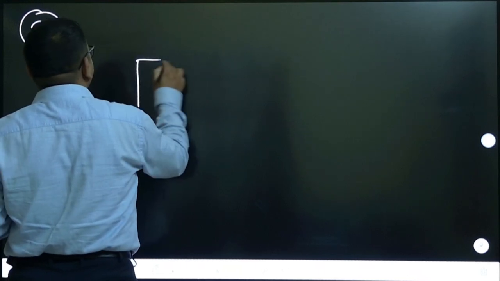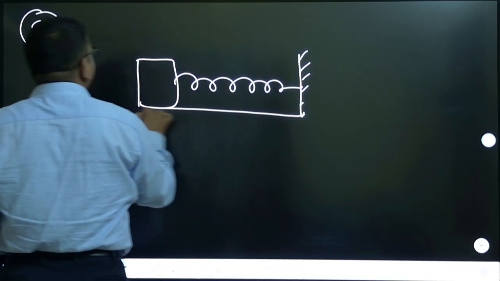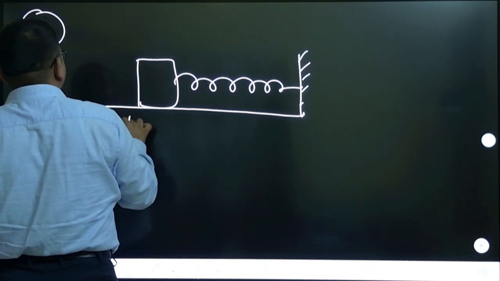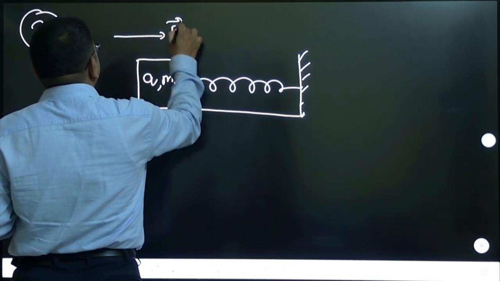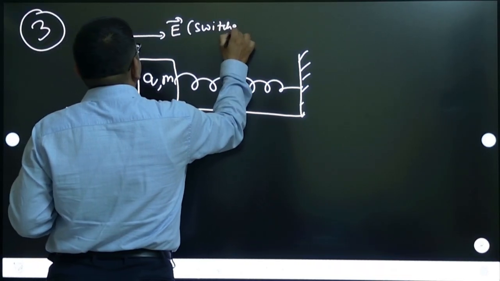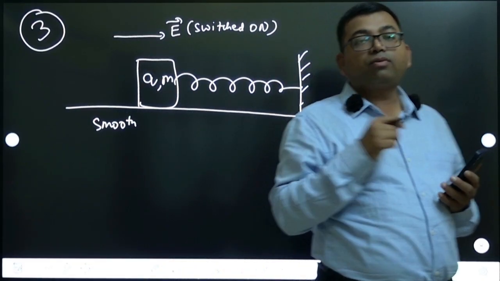A wooden block performs SHM on a frictionless surface with a frequency. The block carries a charge plus Q on its surface. If now an electric field is switched on, then the SHM of the block will be. Okay, so this question is related with SHM also. So there is a block here and this is a spring, let us say at natural length, on a smooth surface. It has charge Q, mass M, and there is an electric field switched on. Note that the electric field is a constant, uniform electric field.